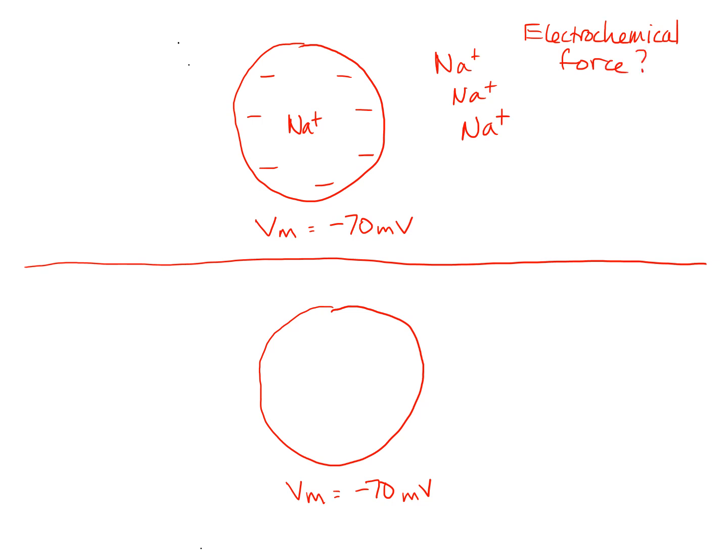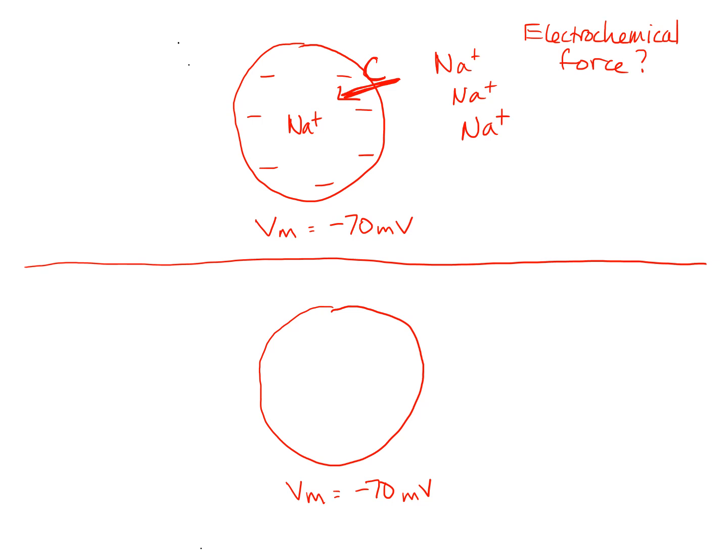Okay, so we've got to figure out, well, what's our electrical and our chemical driving force? All right, so let's start with our chemical driving force first. So remember, that's just your concentration gradient. So sodium wants to go from high to low concentration. So it's going to go into the cell. So we'll just label our chemical driving force with a C.